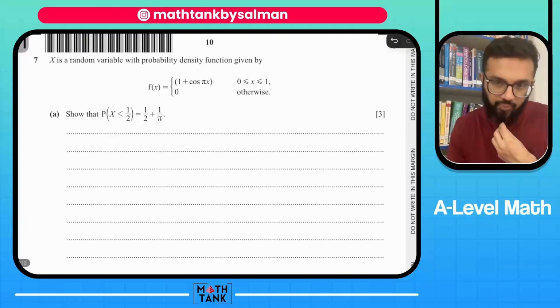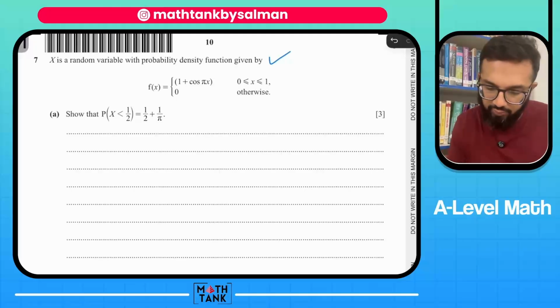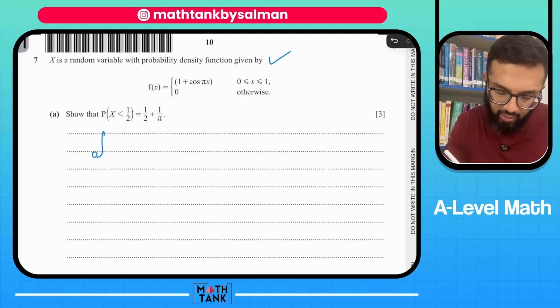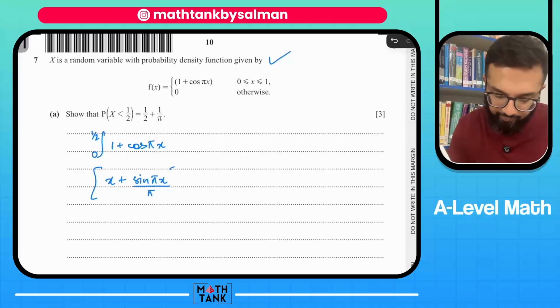Let's move on to the last question that we have. The last question is X is a random variable with the probability density function. So continuous random variable. Show that the probability of X less than half is half plus 1 over pi. So less than half is 0 to half. I need to have my calculator in radians. So this becomes X plus sine pi X over pi, 0 to half.